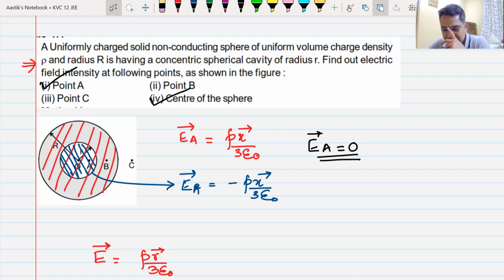Sphere with a hole, and we had to find the electric field at different points. Electric field at any point A, which is inside. I told you how to do this. That was 0. Electric field at the center of the sphere, that is definitely 0. You have to find out the electric field.